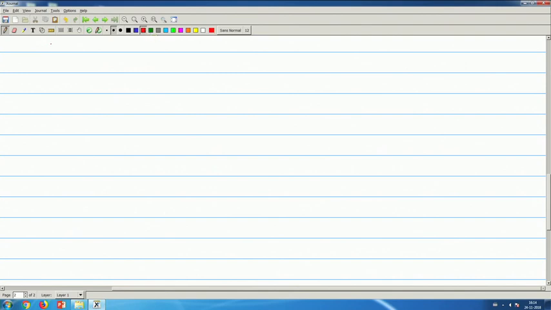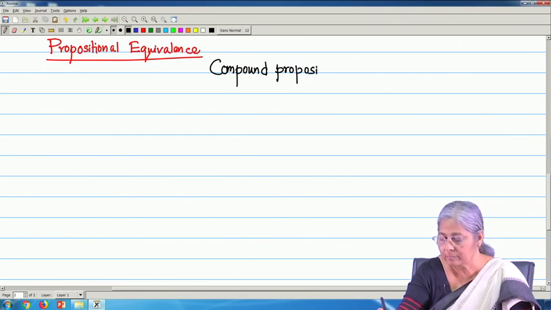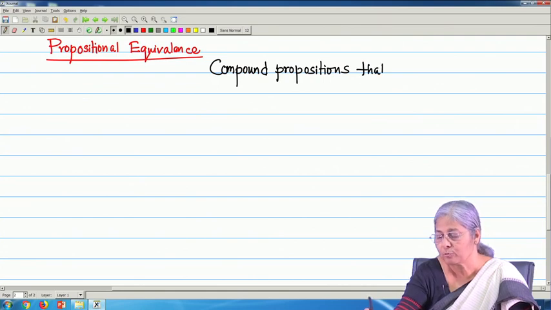Now, the simplest relation between two propositions is the equivalence. That means, given two propositions, whether they are the same or whether they are different. So, we first define the propositional equivalence. Compound propositions that have the same truth value.